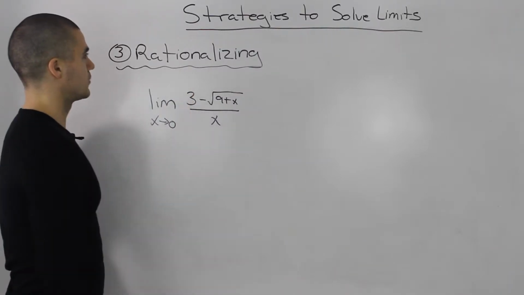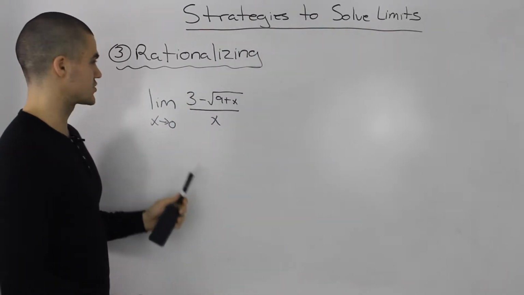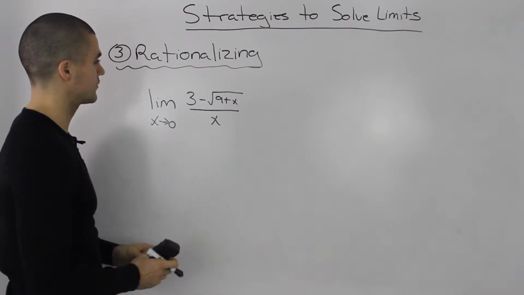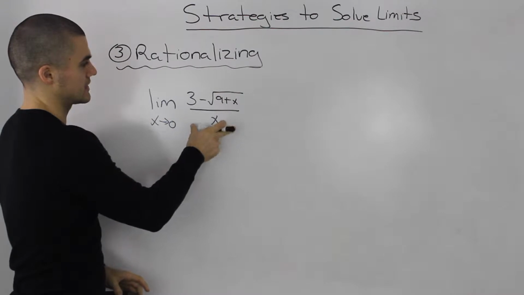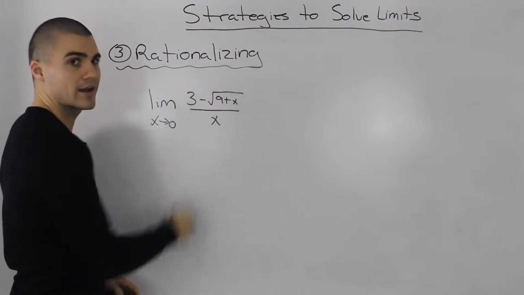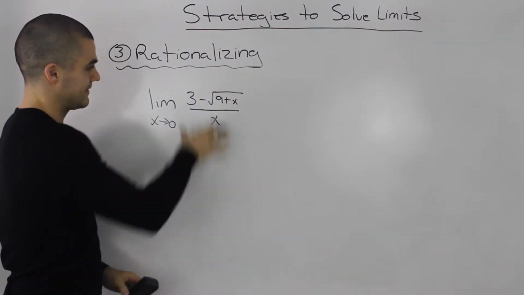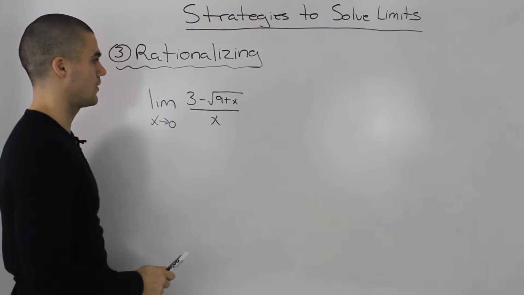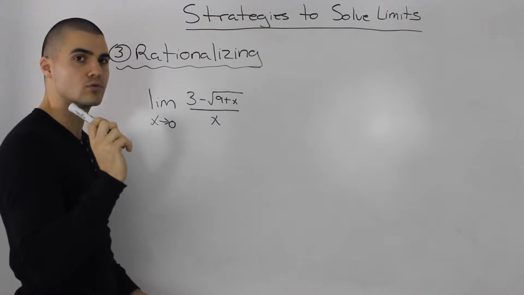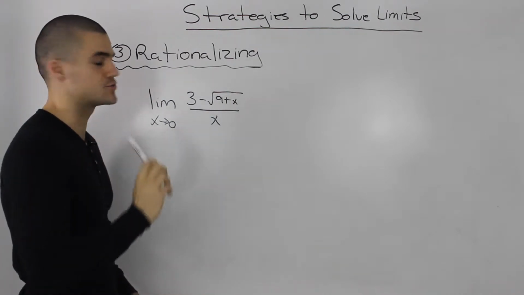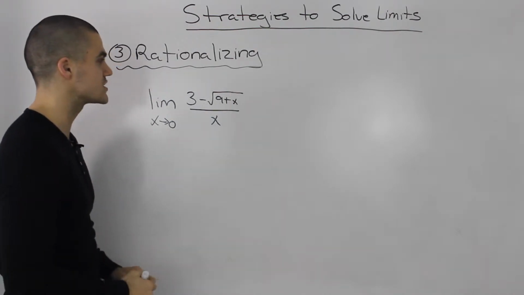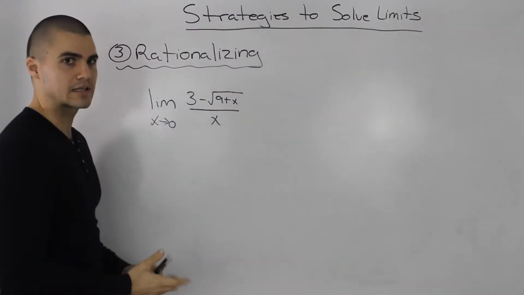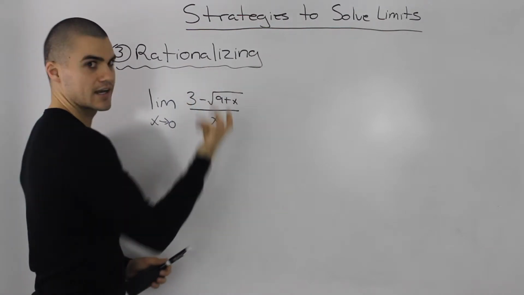Okay, so now we're going to be working with the third strategy to solve limits, which is rationalizing. And usually you're using rationalizing when you see a limit like this, where you have a radical in the limit expression, and usually it's a two-term radical. So you may want to review the videos for rationalizing two-term radicals before you watch this one. But what you have to do when you see something like this is just rationalize it, hence the name.